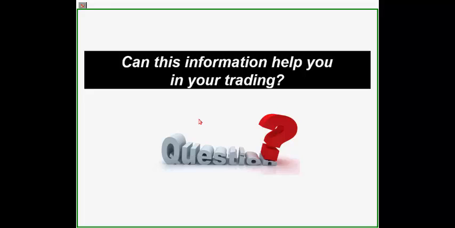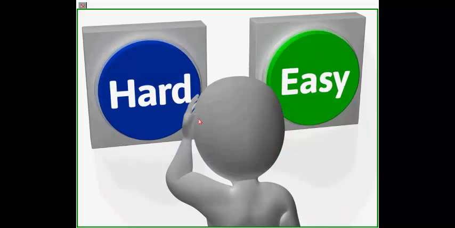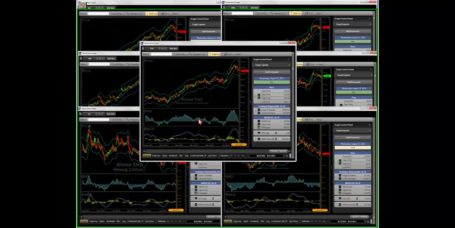So that information can help, especially for those of you who just like to look at chart after chart after chart. Well, we can do things the hard way or the easy way, and I'm just going to assume that you want to do things the easy way. So we don't want to go through chart after chart after chart. We want to make things easier for ourselves.